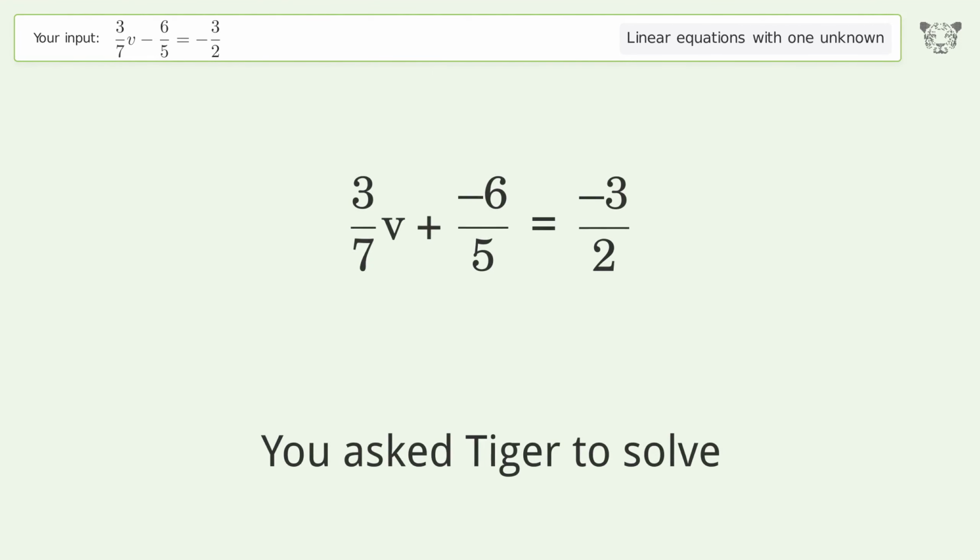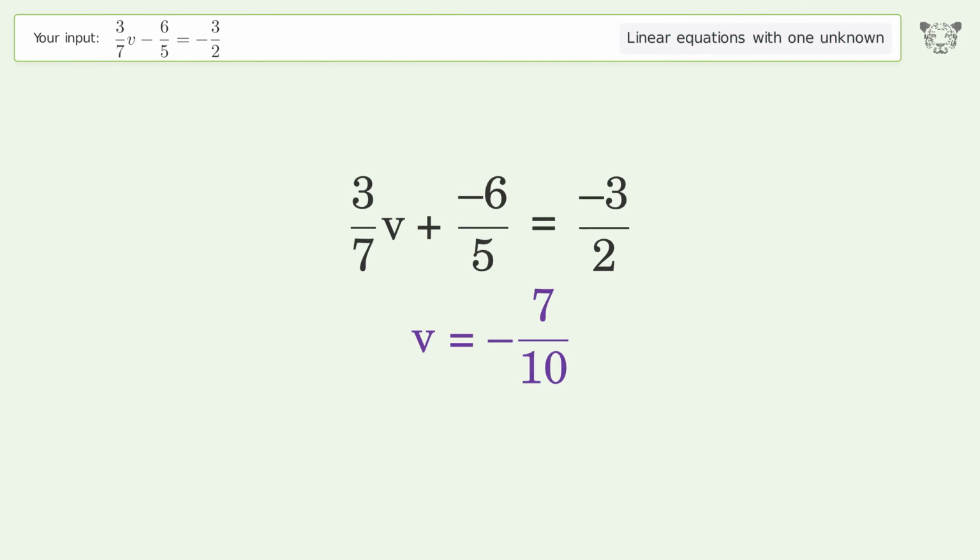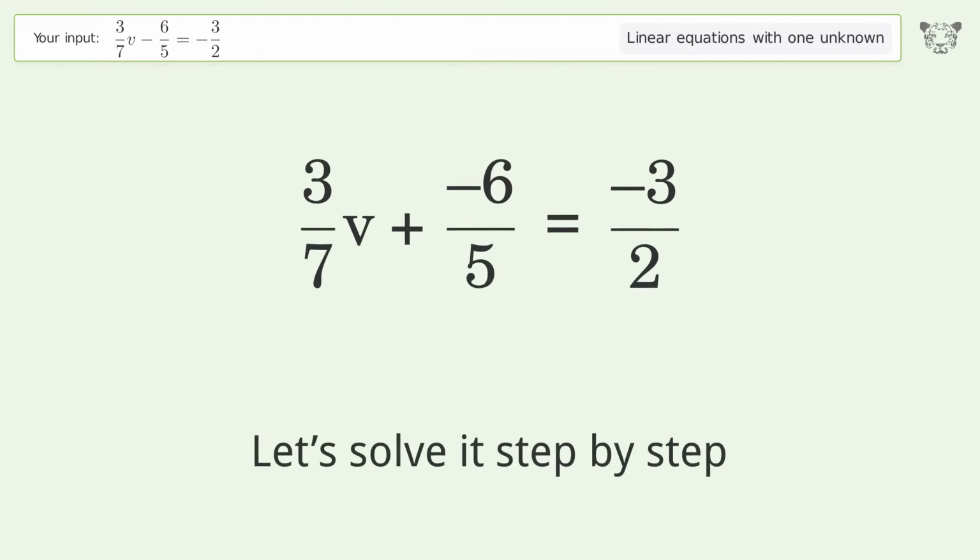You ask Tiger to solve. This deals with linear equations with one unknown. The final result is v equals -7/10. Let's solve it step by step.